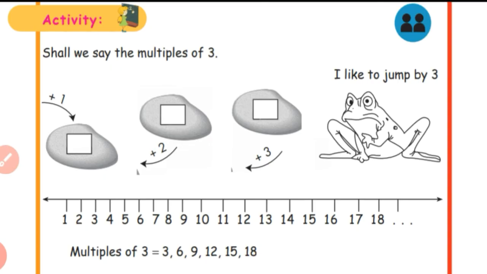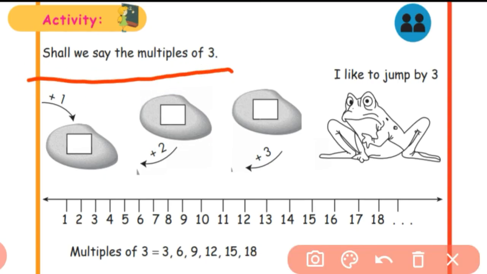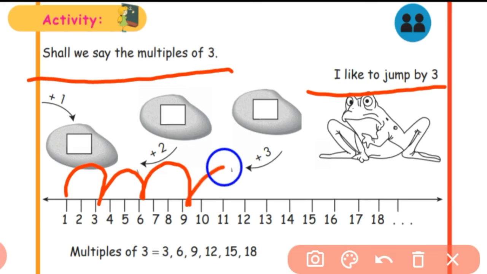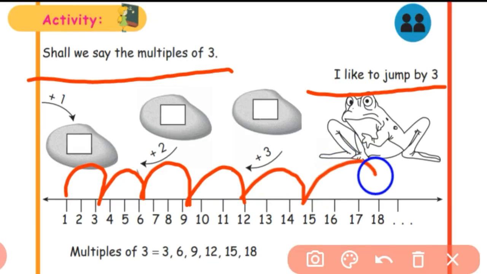See this activity. Shall we say the multiples of 3? I like to jump by 3. See. First one, 1 3s are 3, 2 3s are 6, 3 3s are 9, 4 threes are 12, 5 threes are 15 and 6 threes are 18. This is skip by threes.